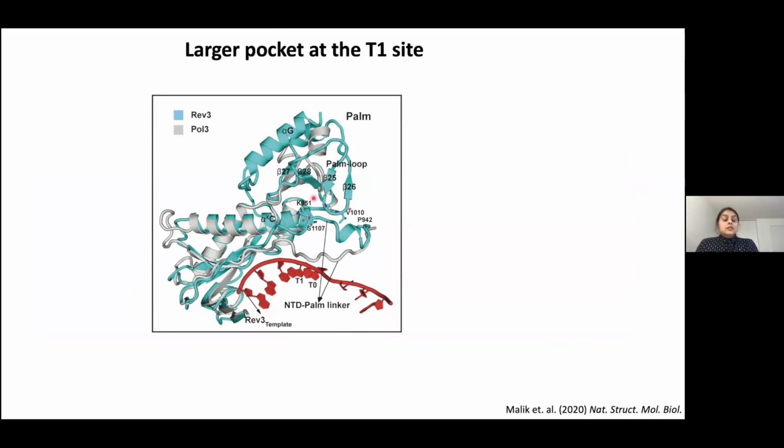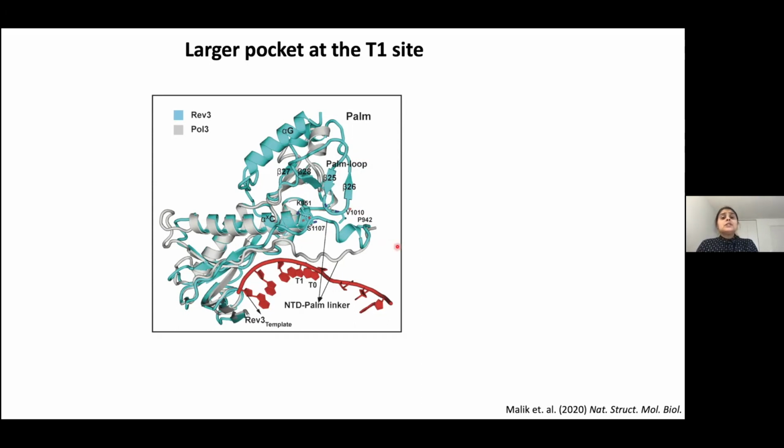What we want to focus on is this linker which connects the NTD to the palm, which we call the NTD palm linker. In the case of Pol3, you see that this linker is very close to the T1 base. However, in case of Rev3, this loop has been pulled over by the helix as well as a palm loop, which is a unique structural element in the palm domain of Rev3.